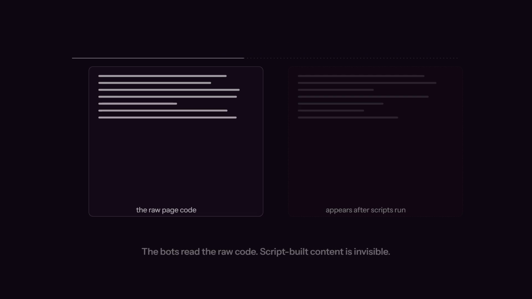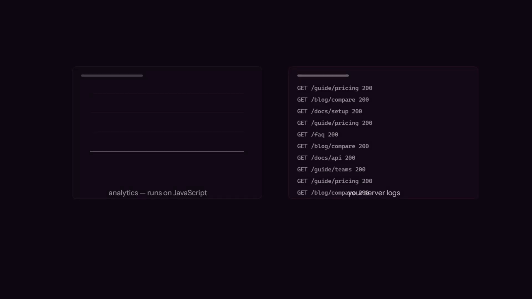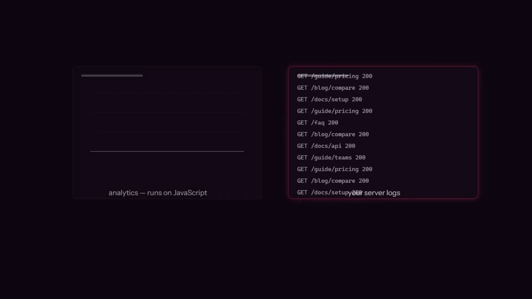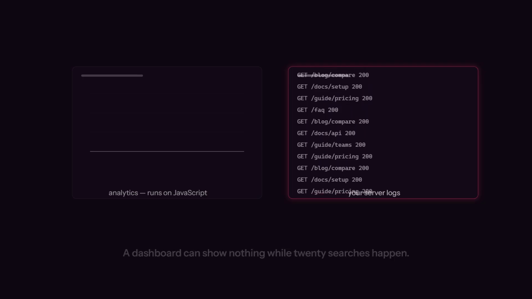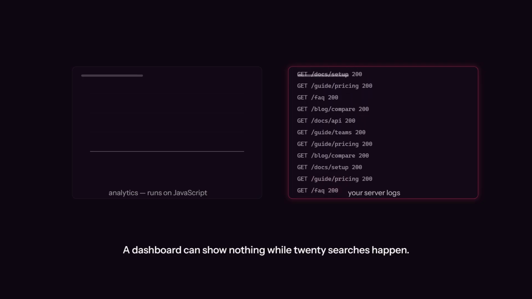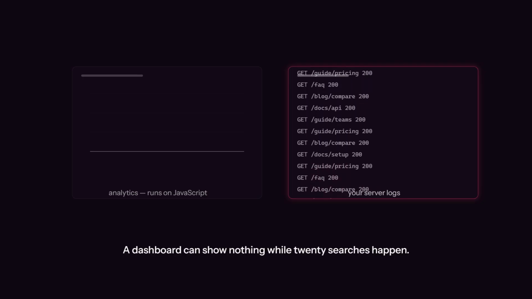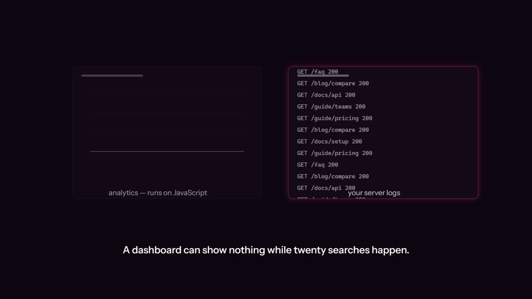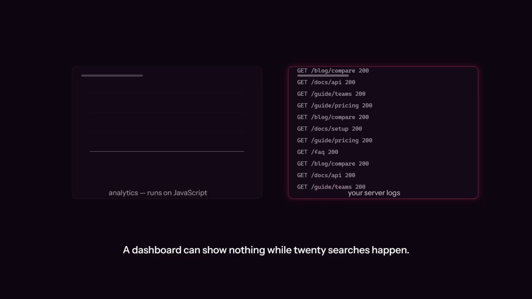And one finding about these bots that changes everything. They largely do not run on JavaScript. They read the raw page code. Content that only appears after scripts run is invisible to them, even when access is fully granted, and your analytics can't see any of this. Analytics tools run on JavaScript. These bots don't. Their visitors show up in one place only, your server logs. That's why a dashboard can show nothing, while 20 background searches are happening.